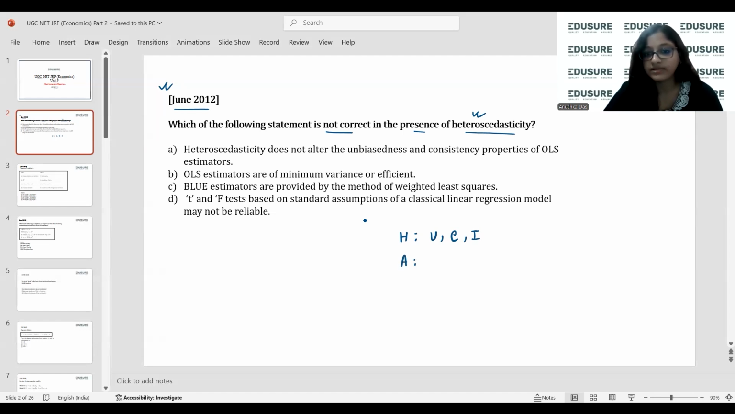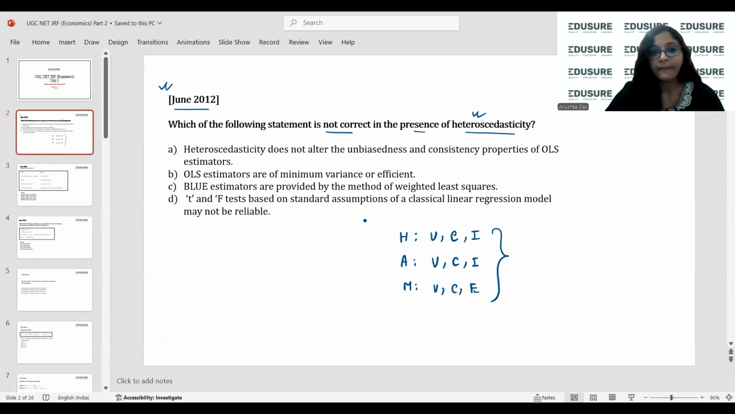Under autocorrelation, it is the same thing. Unbiasedness will be there, consistency will hold, and inefficiency will be there, same as heteroscedasticity. Under multicollinearity, what will happen? Unbiased, consistent, as well as efficient. So these are the three things that you have to remember very clearly, and this is the best way to remember this, right?